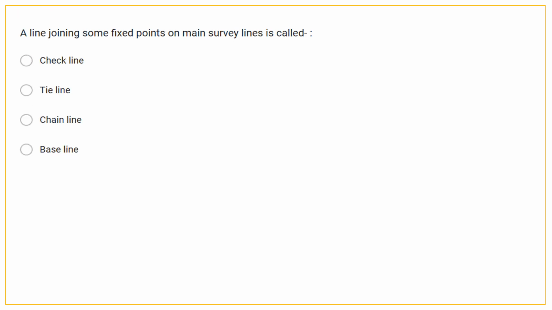Next question. Question number 21. A line joining some fixed points on the main survey line is called as. A line joining some fixed points on the main survey line is a tie line. Okay, so the second option is correct, and the explanation of check line, tie line, chain line and base line is explained in the short notes video of surveying in detail.